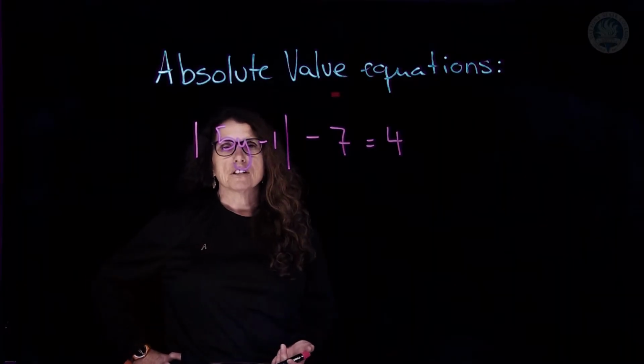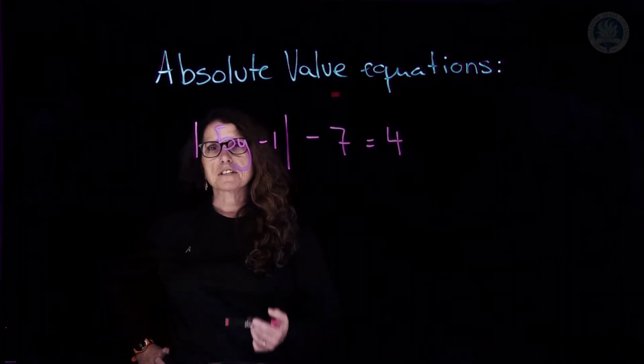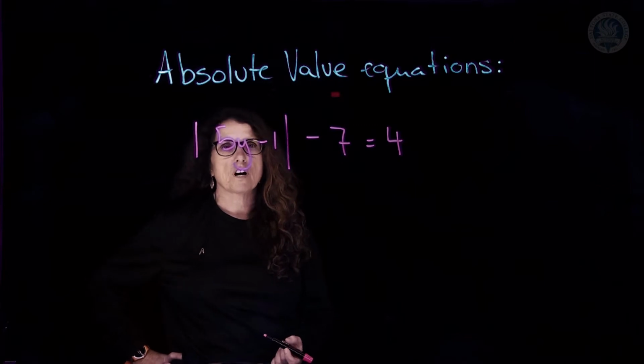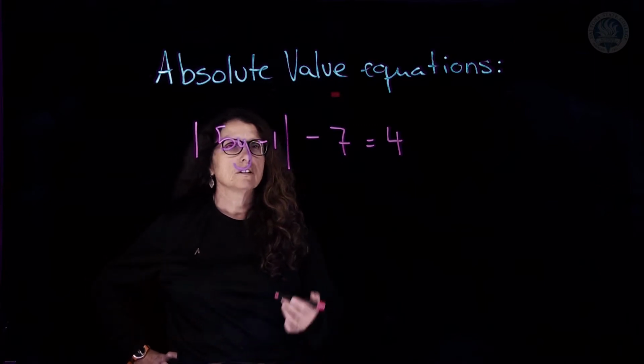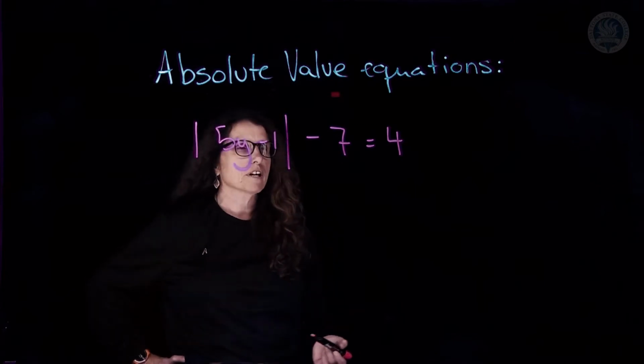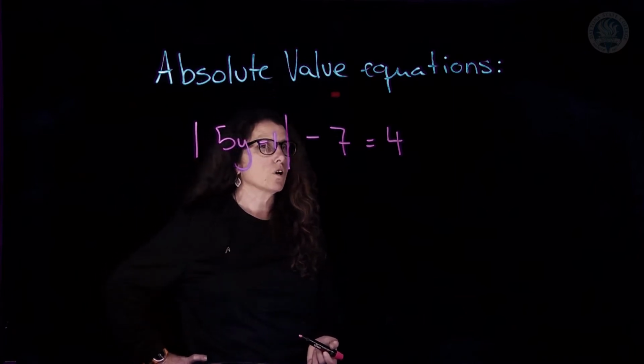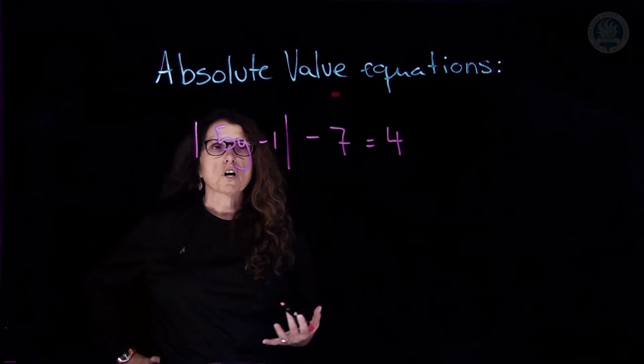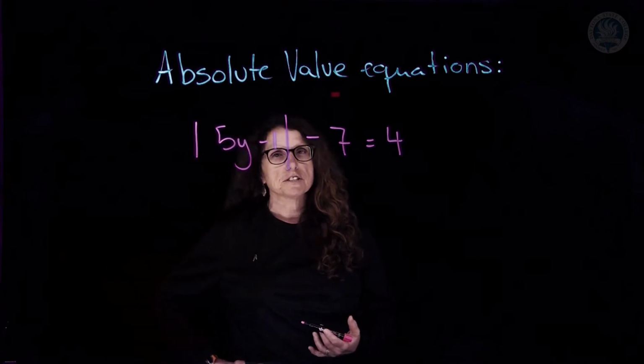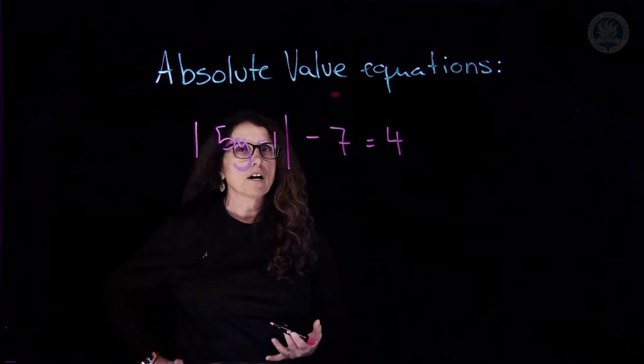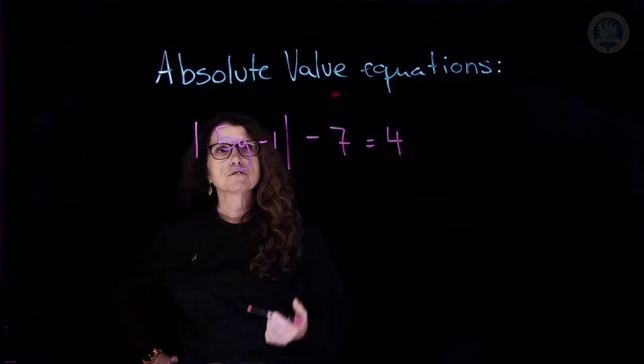Looking at absolute value equations now. Here's an example. We have the absolute value of 5y minus 1, in absolute value bars, minus 7 equals 4. How do we solve these absolute value equations? Well, the first step is to isolate the absolute value bars.